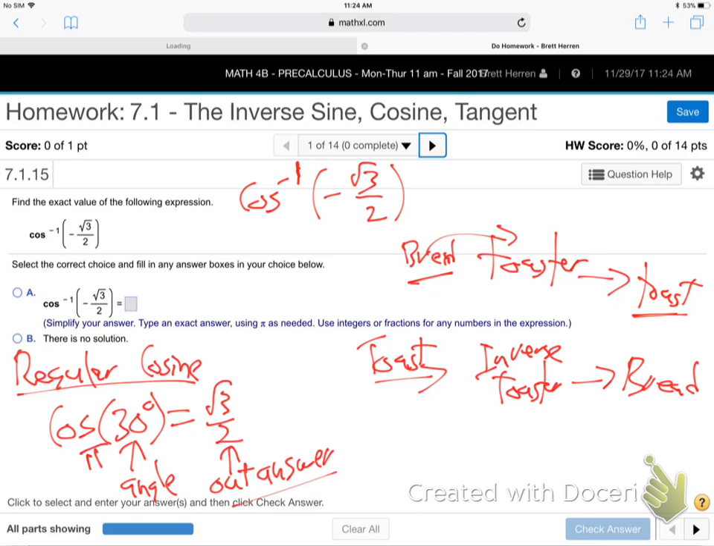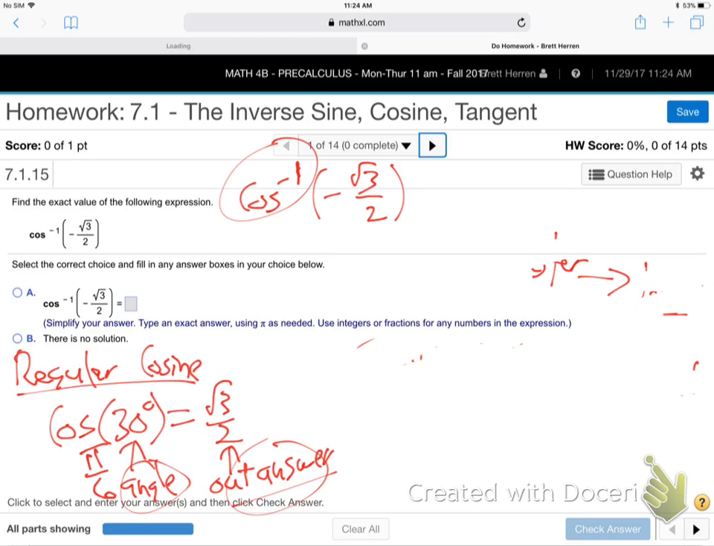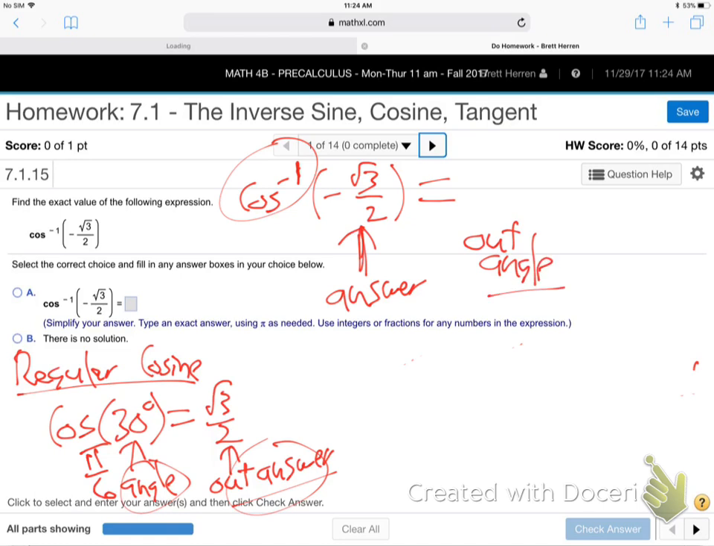You can put in pi over 6, same thing. You put in an angle, get out an answer. Normal cosine. So what is inverse sine, cosine, tangent? It's going to reverse in and out, right? That's what inverse functions always do. They reverse in and out. So therefore, over here's what I'm putting in, and over here's what I'm going to get out. You're putting in an answer, and you're getting out an angle. You with me? I want to make sure we're crystal clear on that. It's the fundamental operation that's happening for inverse trig functions. You plug in answers, get out angles. It reverses inputs and outputs.